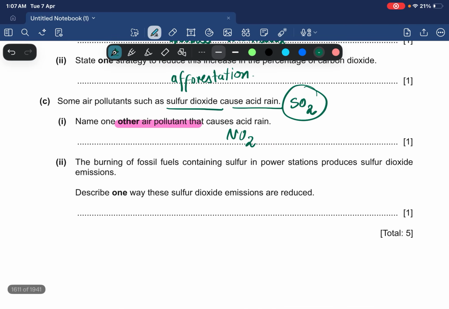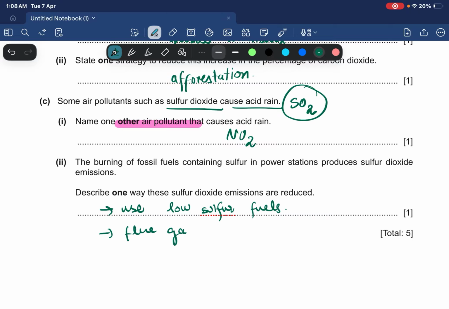The burning of fossil fuels containing sulfur in power stations produces sulfur dioxide. Describe one way to reduce the emissions. Using low sulfur fuels, burning less fossil fuels. There are fuels that are called low sulfur fuels. So use low sulfur fuels. And then there's one more thing: flue gas desulfurization. You have to learn all this stuff.